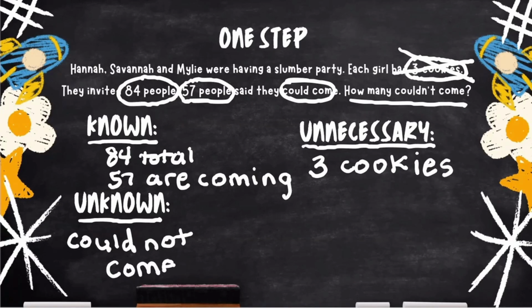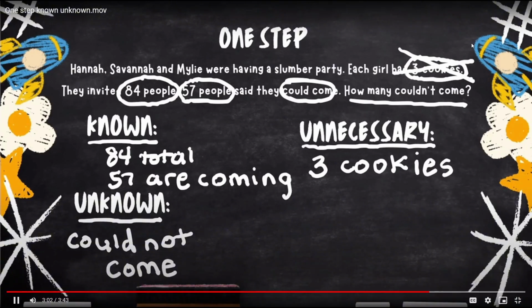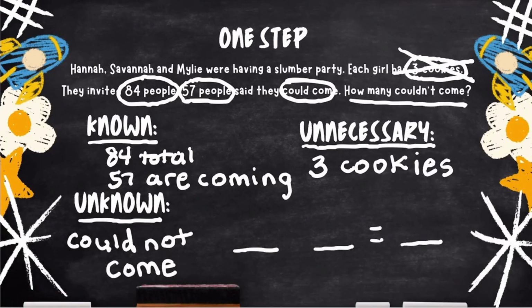Okay, now that we've organized our thoughts, we need to start solving. The way that we would start solving would be by writing a number sentence to match this problem. So I'm starting with 84. That's my start. And I know that 57 people can come. So I have to separate 57 away from 84 to figure out the rest that could not come. And that's what we're trying to solve.